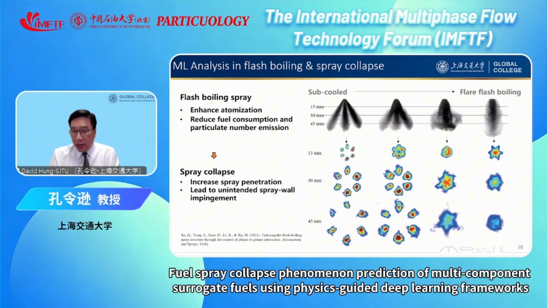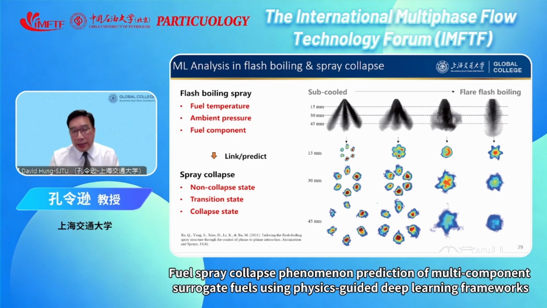So you can see immediately, wow, we have images. We have different types of images, and we also have different classifications of images. So this data set is a perfect candidate for a machine learning type of prediction application. Again, if you look into the further context, we already talked about flash boiling spray being a function of fuel temperature, fuel component, and ambient pressure, right? And we are also able to identify whether it's a collapse, not collapse, or transition. So it's a classification problem, it's a CNN problem.